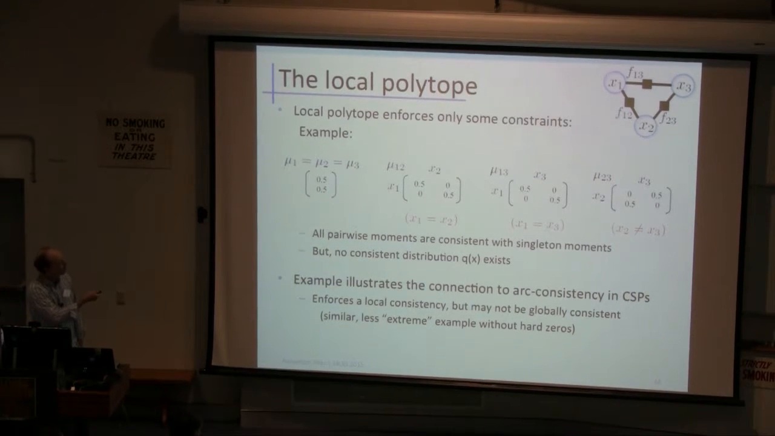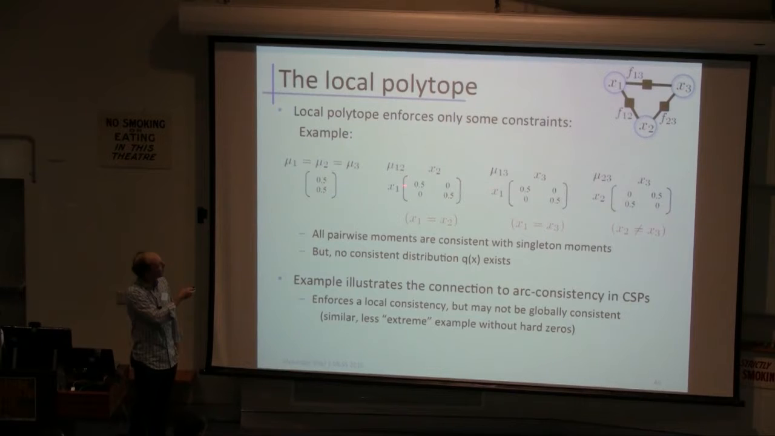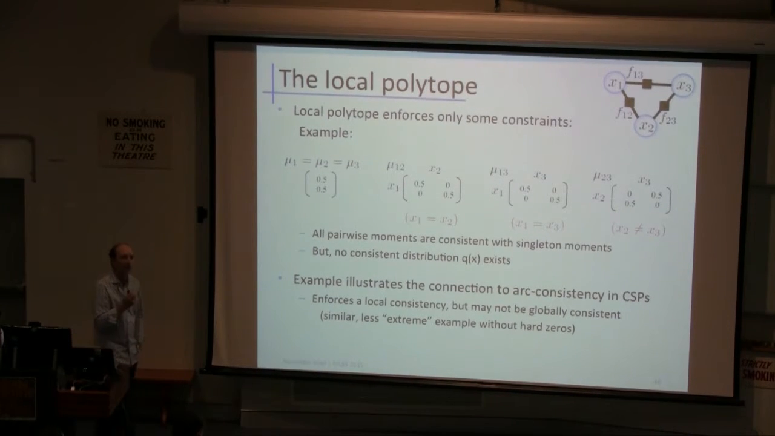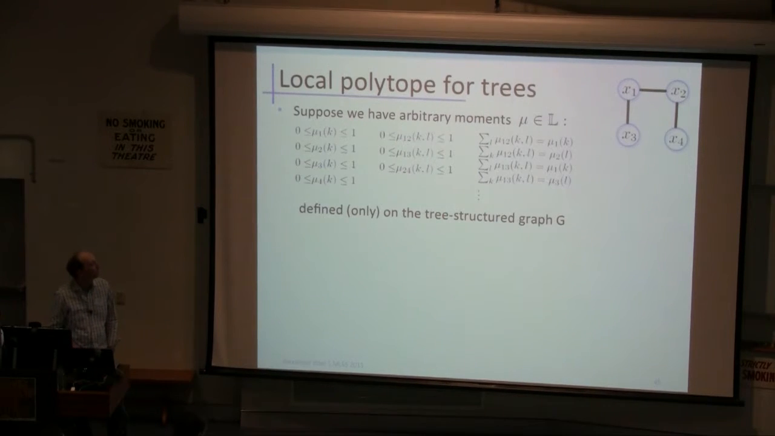So if you don't like this example, you can relax it so it doesn't have hard zeros anymore and get a similar example. But this just shows that enforcing this local consistency between the pairs is not really enough to ensure that we correspond to some joint distribution. On the other hand, for tree-structured graphs, it actually is enough.